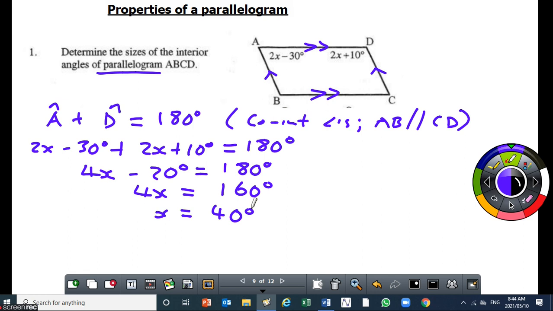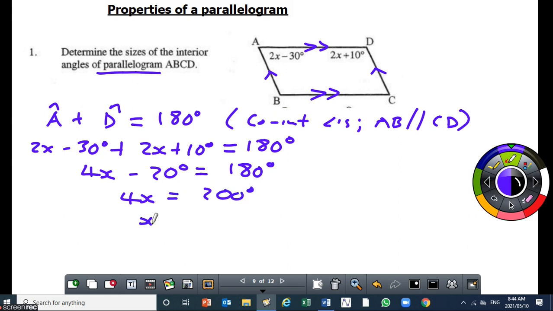It's negative 20, then you take 4. So that becomes 4x equal to 200, and x will be 50 degrees.